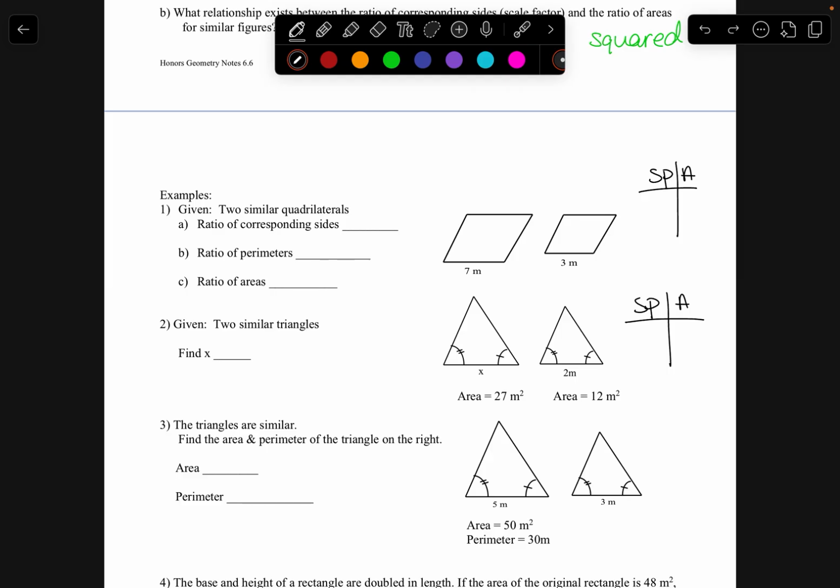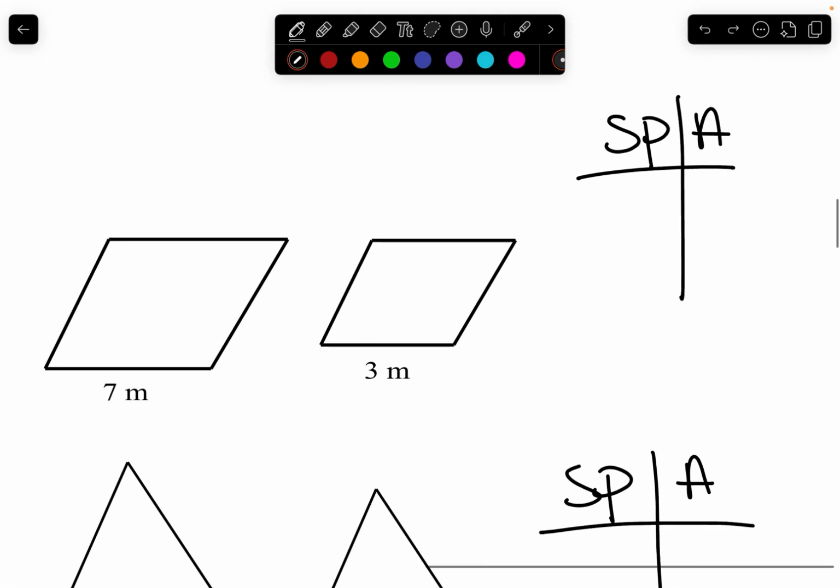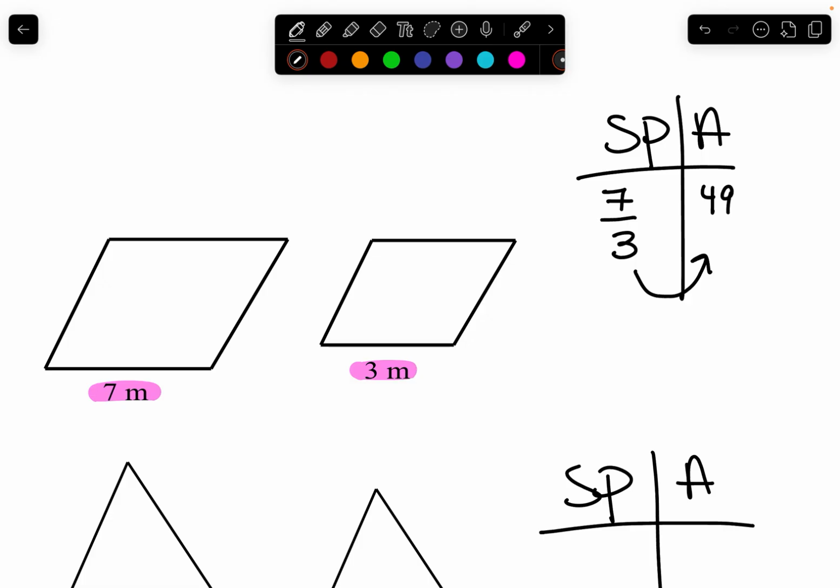So for this first example, it told me that I have 2 similar quadrilaterals, and I need to find the ratio of sides, the ratio of perimeters, and the ratio of areas. If you look at this image here, hopefully you see that you were actually given the side lengths. So because of that, my side ratio will be 7:3. The perimeter would also have a ratio of 7:3, which is why it's still in the S&P column. And then to get your area ratio, you just square the numerator and the denominator. This would be 49 over 9.